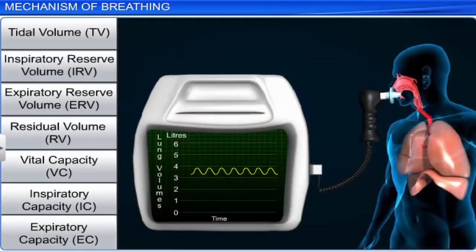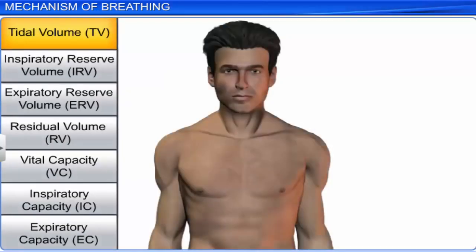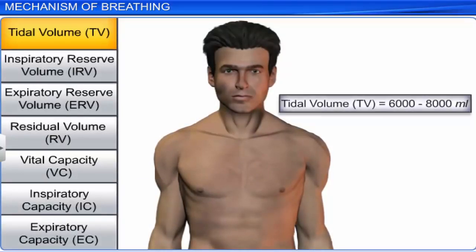Let's discuss the respiratory volumes and respiratory capacities. Volume of air inspired or expired during each normal breath is called tidal volume. A healthy man can inspire or expire approximately 6,000 to 8,000 milliliters of air per minute.